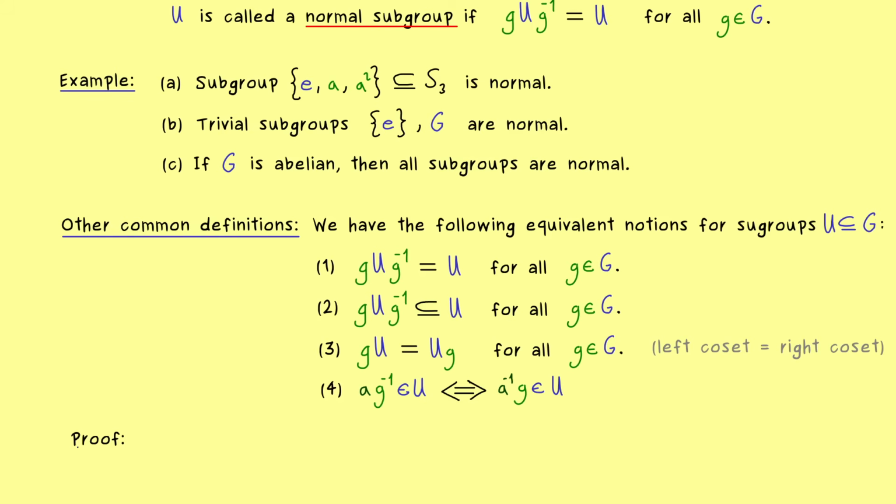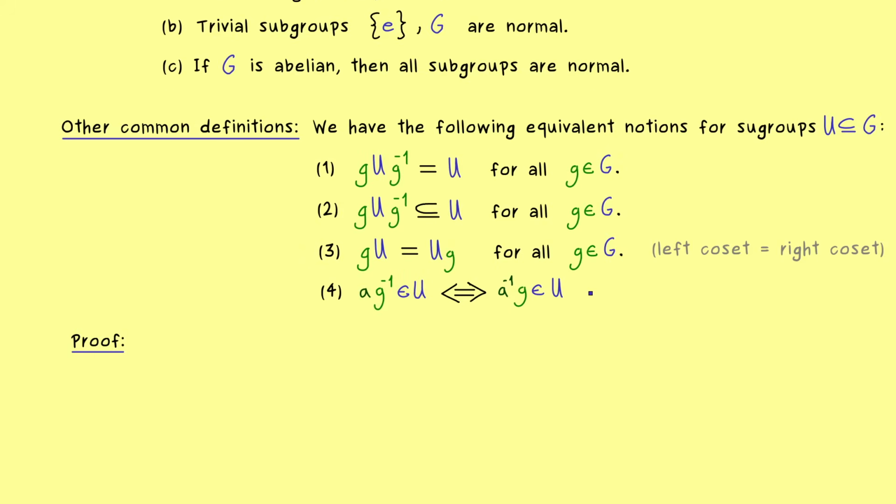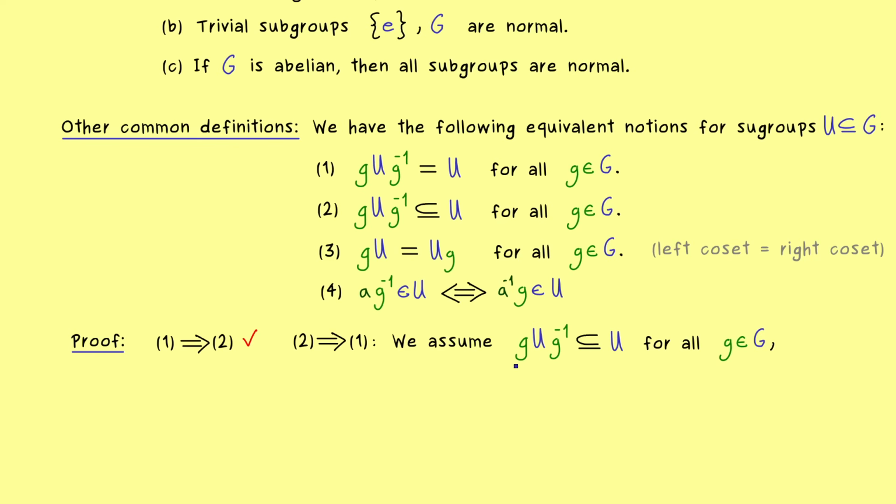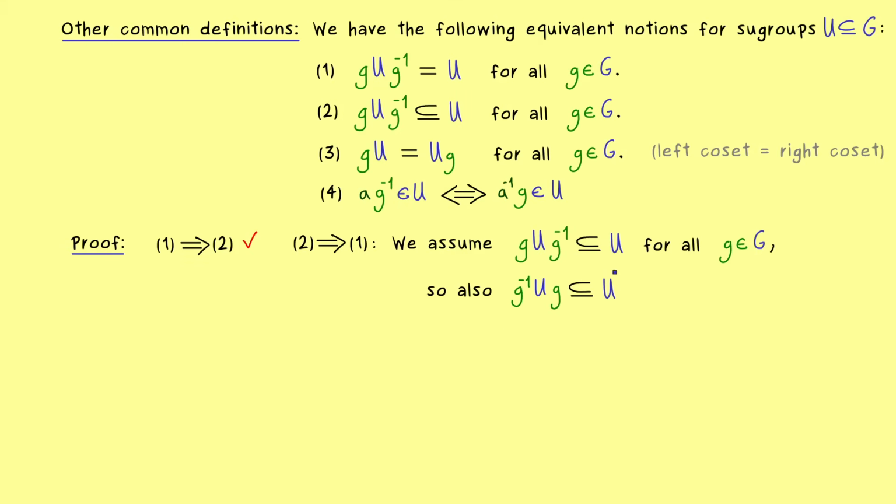Now showing these equivalences is actually not so hard, but we will do it anyway such that you get used to these operations. First of all, 1 implies 2 is already given in the definition of the subset relation. Hence the interesting part is just going from 2 to 1. So now we assume that we have the subset relation for every element g in the group G. This means if we fix such a g, the relation also holds for the inverse of g. So we can also write g inverse U g is a subset of U. And there you see this is the only thing we need to do, because now we could bring g to the right hand side again.